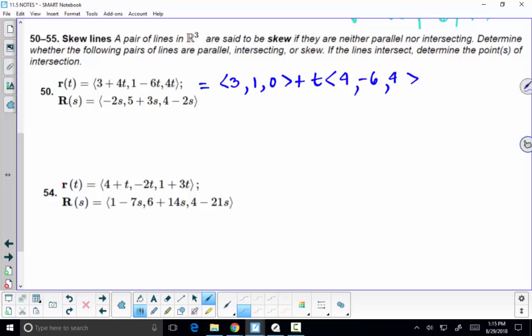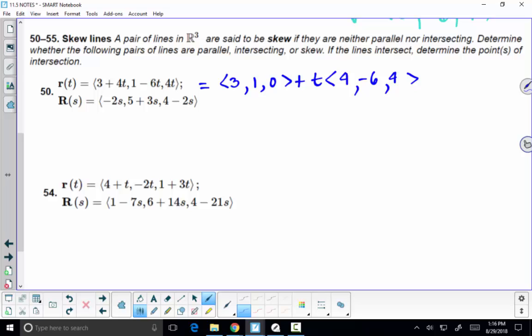So what would be a point on that line for sure? 3, 1, 0 for sure is on that line. That's an ordered triple that's on the line. And if you plugged in any other t value, you would get a different point. If you plugged in t equals 1 or 2 or 3 or -1 or 1/2. So plugging in t equals 0 gives us that 1 point.